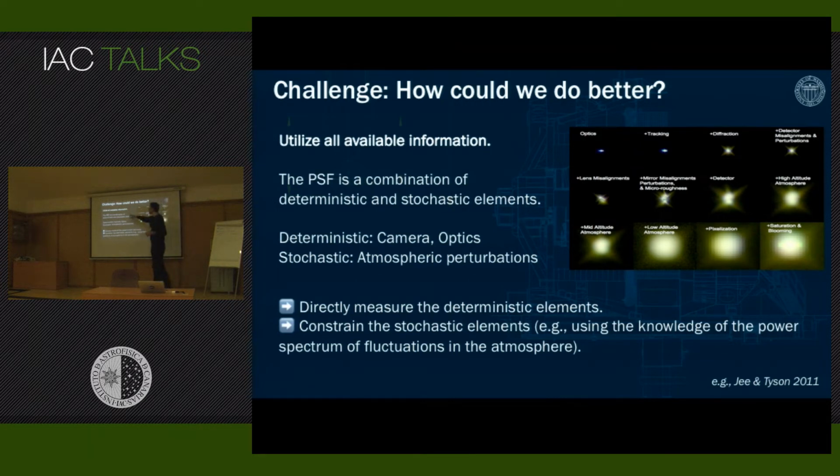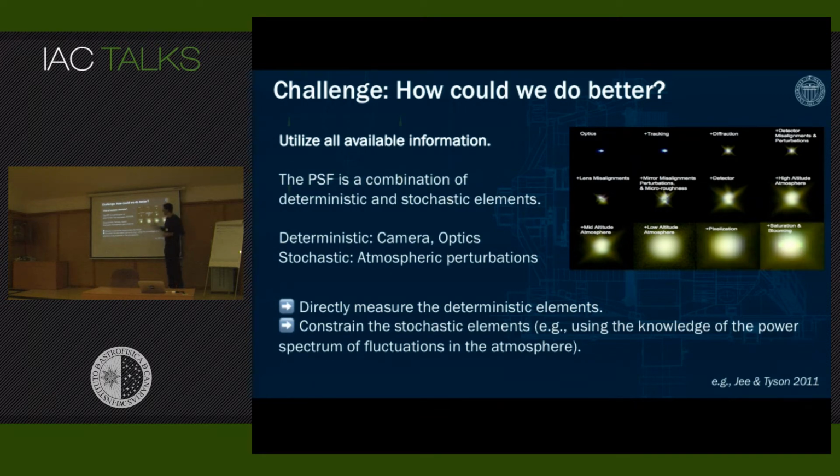Because the PSF is a combination of two effects. One that is deterministic, which are things like how are your mirrors misaligned? How is your detector manufactured? That you can measure in the lab, or that you can measure, characterize in the dome. So in principle, you should be able to pre-compute this effect, this effect, this effect, this effect, this effect, this effect, this effect, all the way to there.